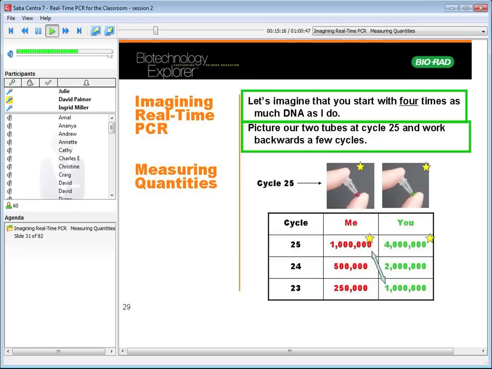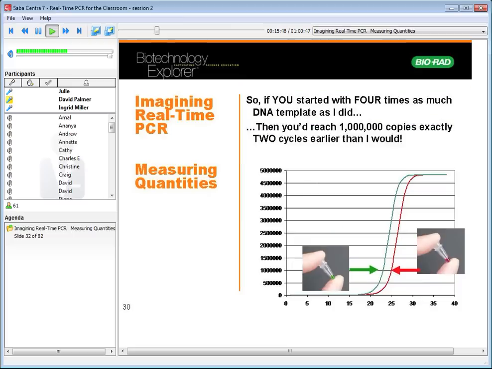At cycle 25, where we are now, you've still got 4 times as much. If we look backwards, though, at cycle 24, you had 2 million. At cycle 23, you had 1 million. And note that at cycle 23, you had the same amount of DNA that I've got at cycle 25. The only difference is it took me 2 cycles to make up for that difference. 2 doublings, and I made up for your 4-fold lead. A way to look at this is with our graphs.